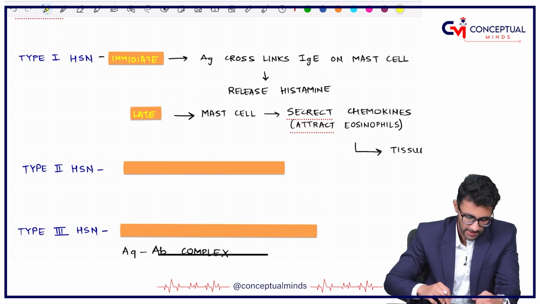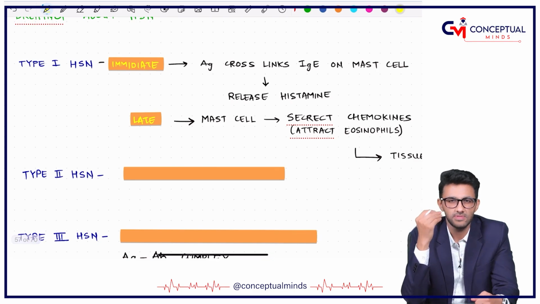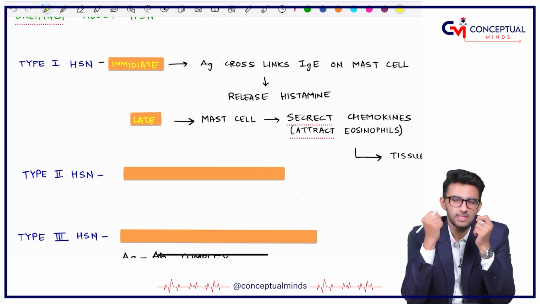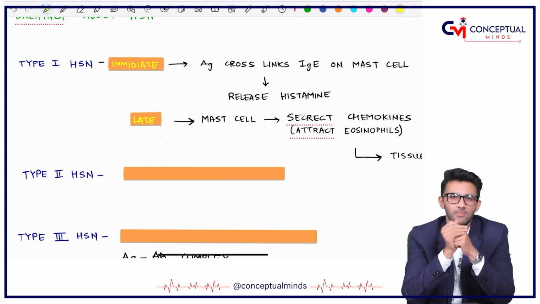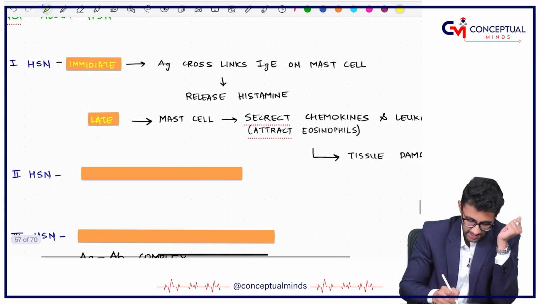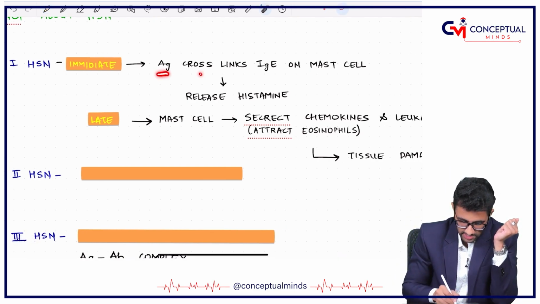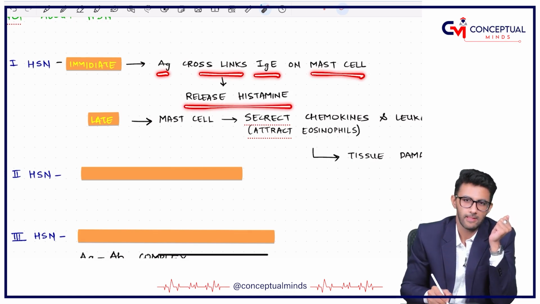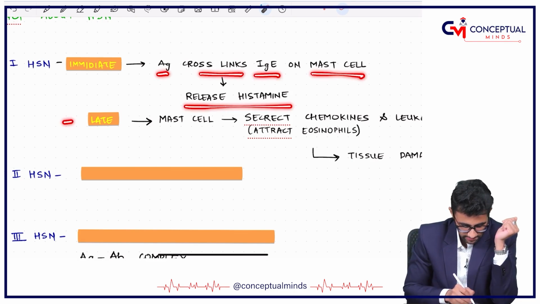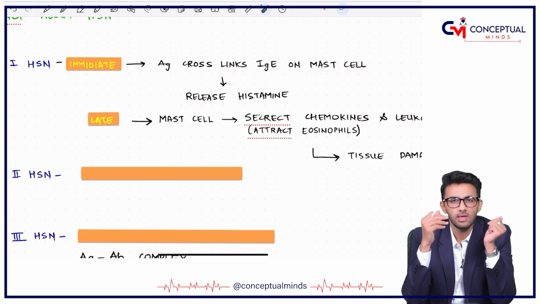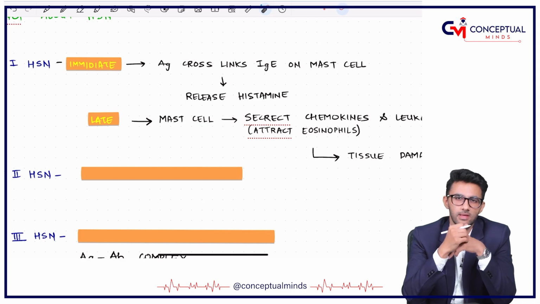So type 1 is the immediate type. If something is immediate, then the offending antigen is activating the mast cells, which release histamine, and this histamine is a preformed mediator. The same thing we have listed here: the antigen cross-links with the IgE on the mast cell and releases histamine. But the next one is pretty interesting, that type 1 could have late presentation as well.